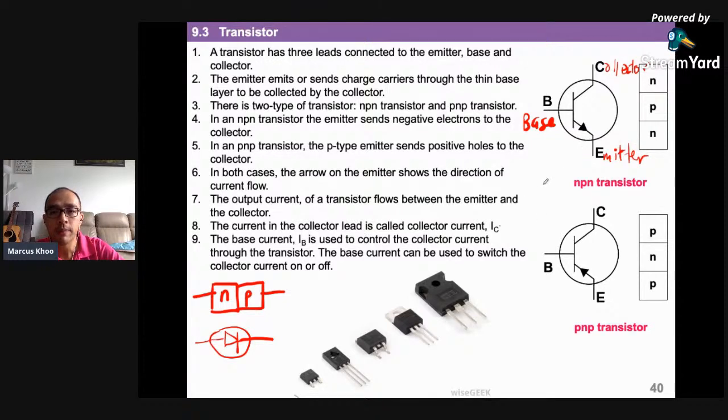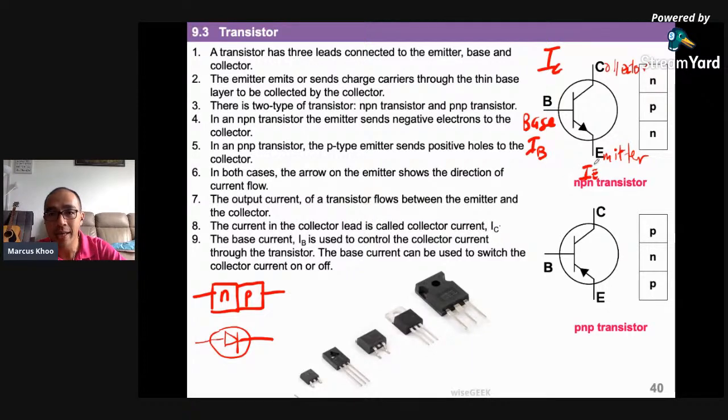So this is the first thing that you need to know. The second thing you need to know is that when current flows through, I'm going to use these words a lot. If the current flows through the collector, we call this the collector current, which is IC. The current that flows through the base is called the base current. And the current that flows through the emitter is called the emitter current.